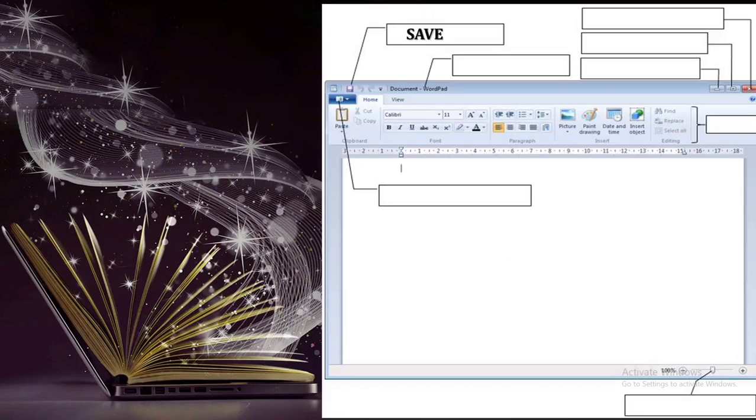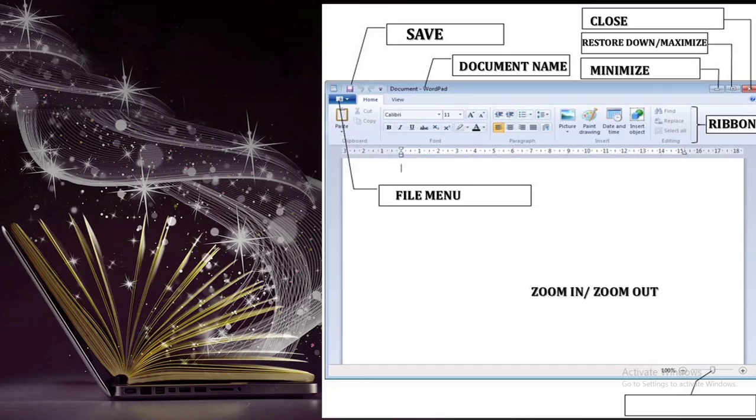This is the name of the icons in WordPad. This is the window of WordPad, right? We can see the names of all the buttons. Remember or not, students? So these are the names by which you can identify each icon. This is our WordPad window, and these are all the icon names and their uses. We learned all these things in the previous lecture, right?